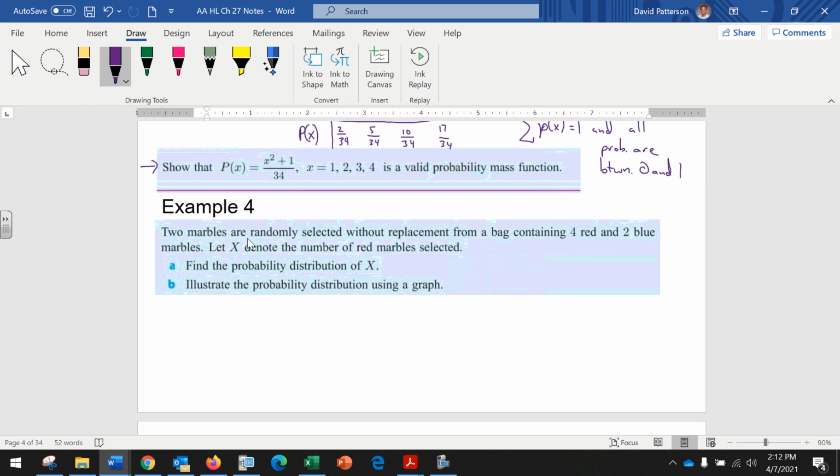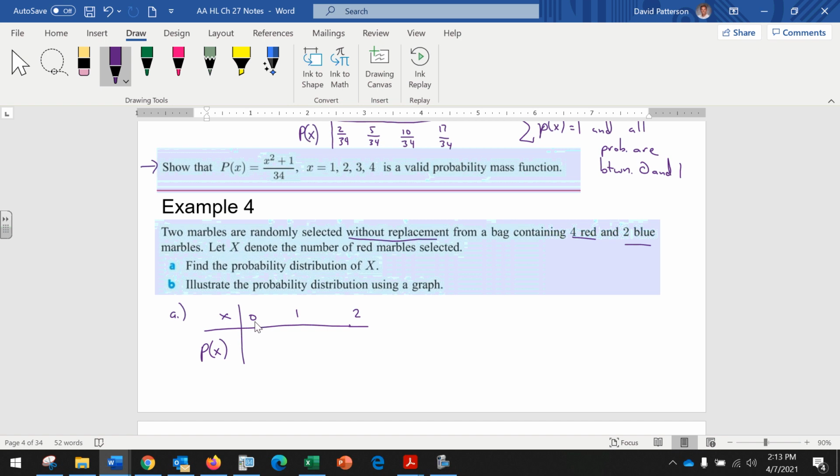Looking at example 4, it says 2 marbles are randomly selected without replacement. That's a key there. There are 4 red and 2 blue, and they want to know, find the probability distribution of x if x is the number of reds. So what can x be? I could have 0 marbles that are red, 1 that's red, or 2 that are red. And now I just need the probability of each one of them.